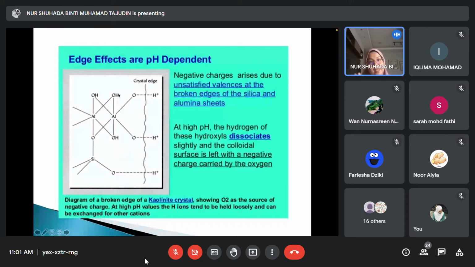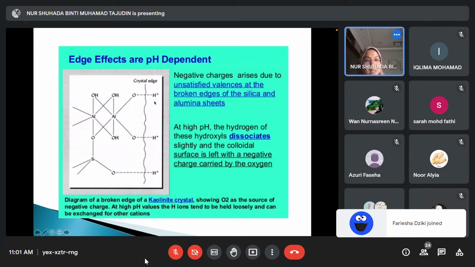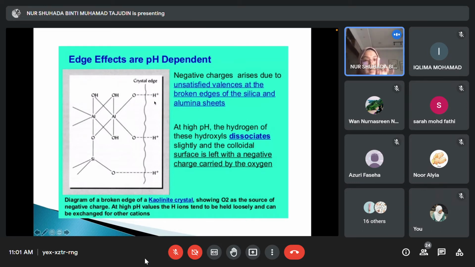So at the edge, there is O negative. Okay, so this O negative is at the broken edges of the silica and alumina sheets. That's why it holds the H plus. At low pH, you see the H plus is here, the H plus is here, the H plus is here. Why is the H plus here? Because the O carries negative charges at the edge of the crystal, at the surface of the soil, at the ends of its structure. Okay, there is unsatisfied valence.